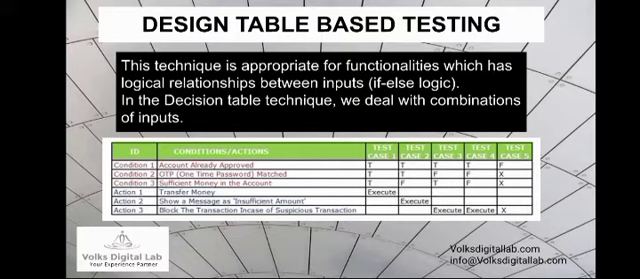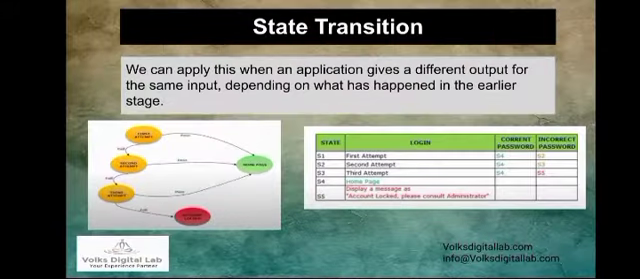The example we have taken is an ATM transaction. State transition testing is a black box testing technique in which changes made in input conditions cause state changes or output changes in the application under test. The example we have taken is: once the user enters the wrong password more than three times, the card will be blocked.